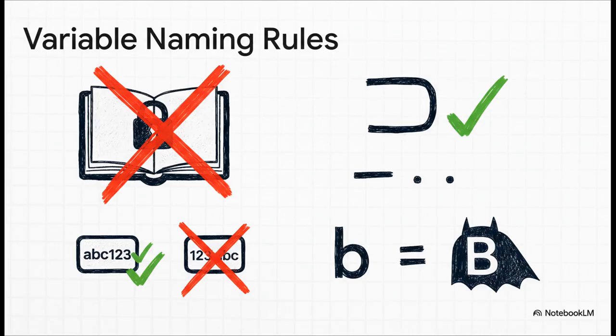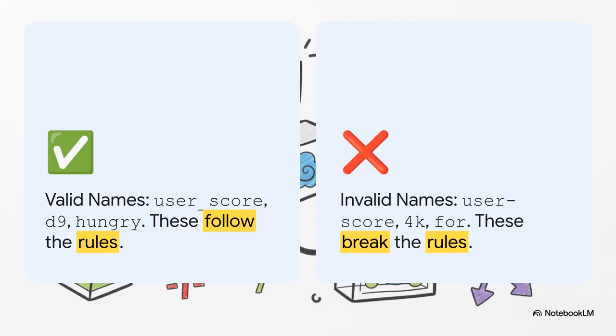And last but not least, these names are case sensitive. That means a variable named batman with a lowercase b is totally different from one named Batman with a capital B. Python sees them as 2 separate things. And here's a quick look at that in action. On the do side, everything's cool. user_score uses an underscore. d9 has a number, but doesn't start with it. All good. But on the don't side, total rule breakers. One uses a dash, another starts with a number, and that last one, well, that's one of those special reserved words. Python will just get confused. Okay, great.